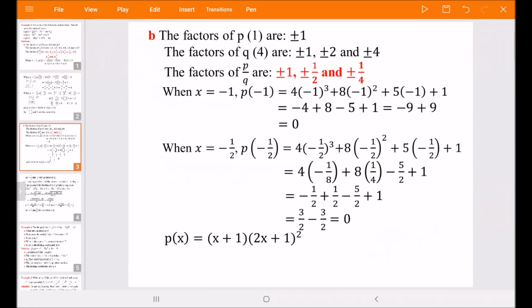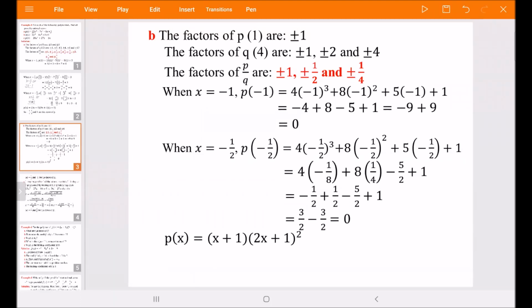So the factors of P in this case, which is 1, are plus or minus 1. The factors of Q, that is in this case 4, are plus or minus 1, plus or minus 2, and plus or minus 4. Now we are interested in the factors of P over Q. And they are obtained by making the numerator of the rational number 1 and its denominator one of the 6 numbers.